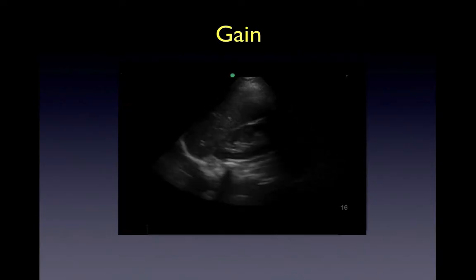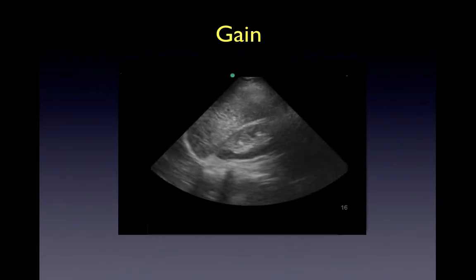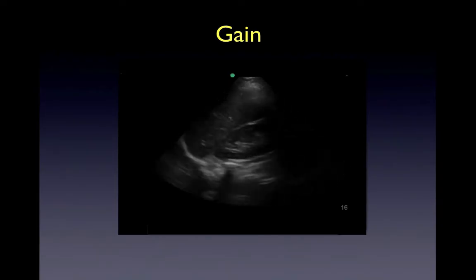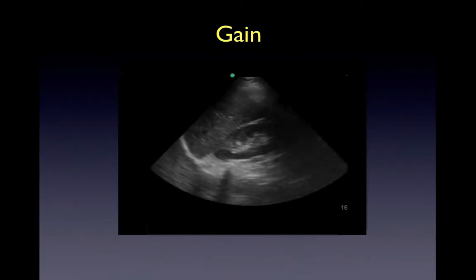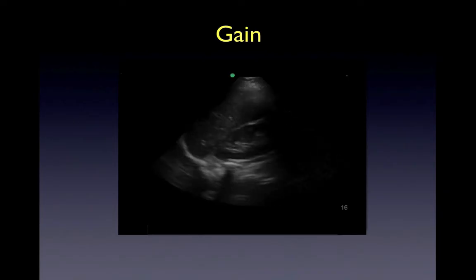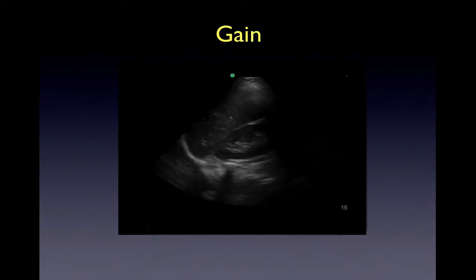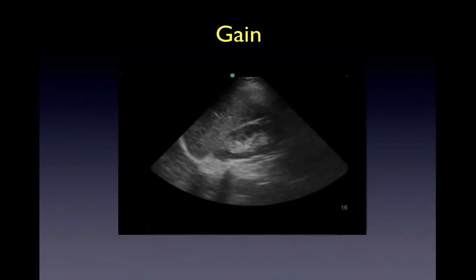The gain button. Gain adjusts the amount of intensity of the signal that's returning to your machine. As the gain is increased, the amount of signal is increased and the image appears brighter. As the gain is decreased, the amount of signal that returns to the machine is decreased and your image becomes darker.